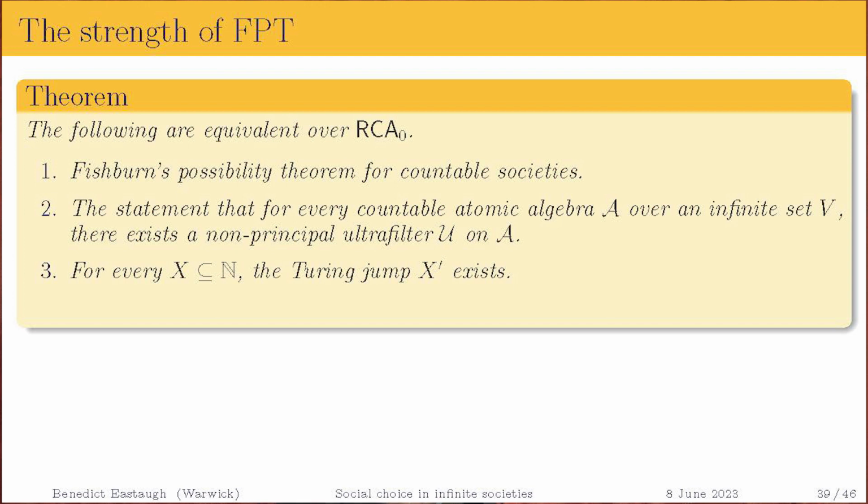The third one in the list is that for every set X, the Turing jump of X exists. I'll explain what this means in a sec, but roughly it means the halting problem relativized to X. So a non-computable set, a kind of canonical non-computable set. And finally, arithmetical comprehension. So we have an equivalence to one of these big 5 subsystems of second order arithmetic.